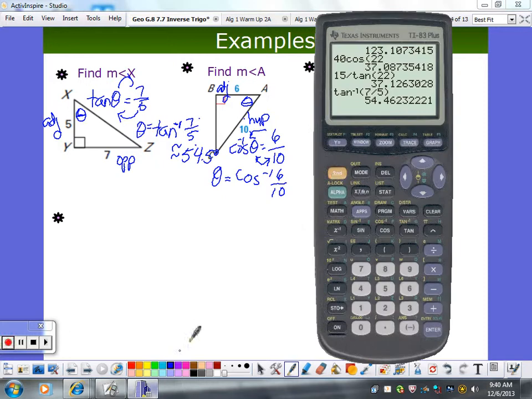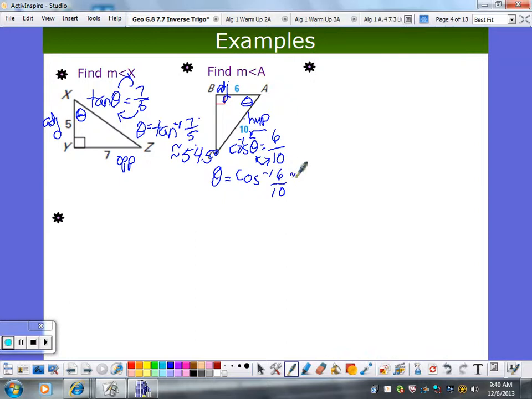And you just go to your calculator. So you go to the inverse cosine of 6/10. So that's the cosine. What's the angle? About 53.1 degrees. Don't forget the degrees.